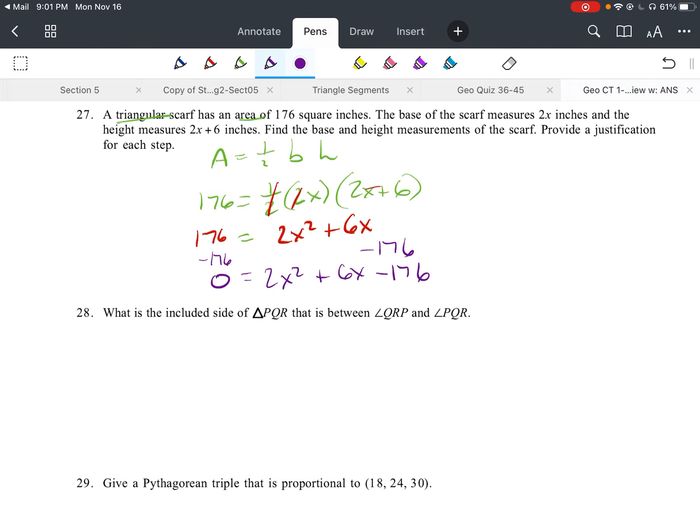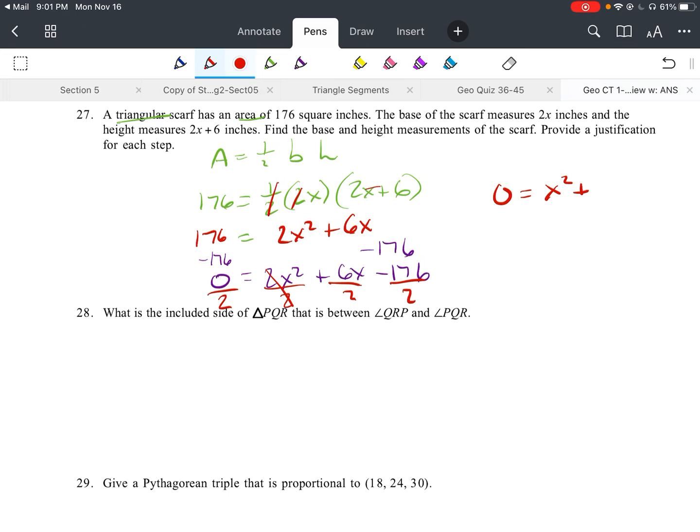So the reason I got 0 on one side is to get ready to go, because I'm going to use the power of 0 here in a second. So what I'm going to do now is look for GCF. That's my first step. So GCF is 2. So I'll divide everybody by 2. As long as I'm doing both sides, it's totally cool. But 0 divided by 2 is just 0 anyway. So 0 equals, and this is going to be x squared.